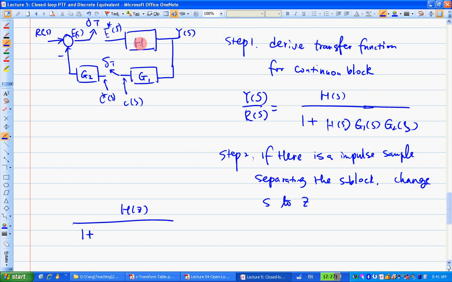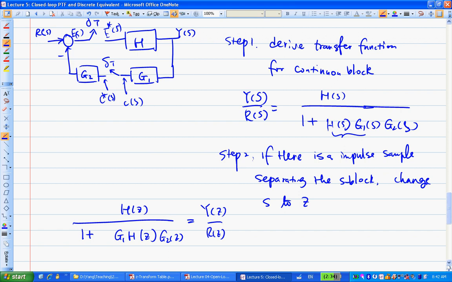You have to combine these two together first. So these two together become G1H, or you can call it HG1, it doesn't matter, and change that to the Z block. Is that clear? And now I can change G2 of S to G2 of Z, because this one is separated. It's standalone here. So that's G2 of Z here. Now this is basically your Y of Z over R of Z.